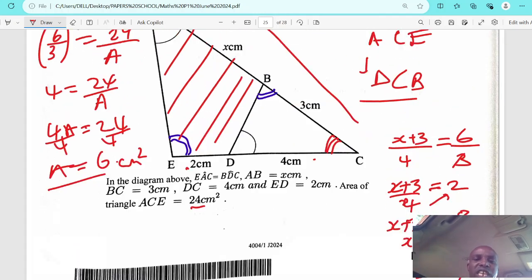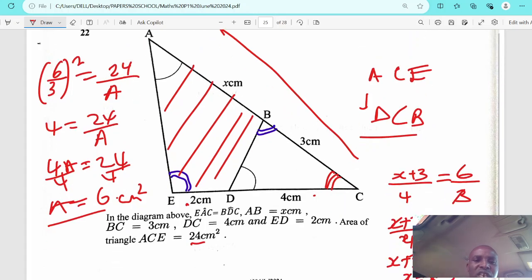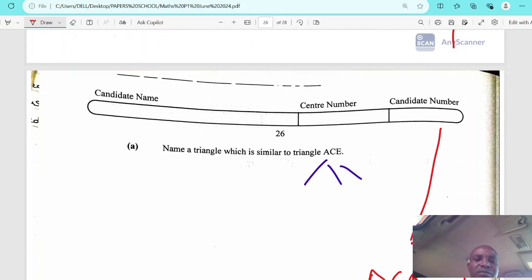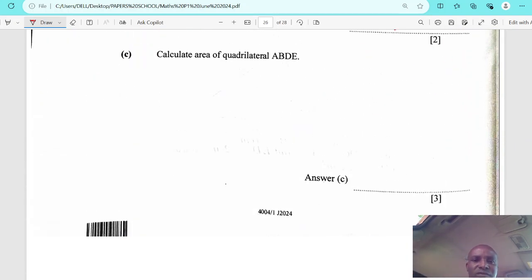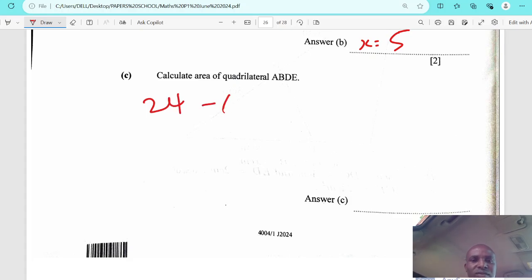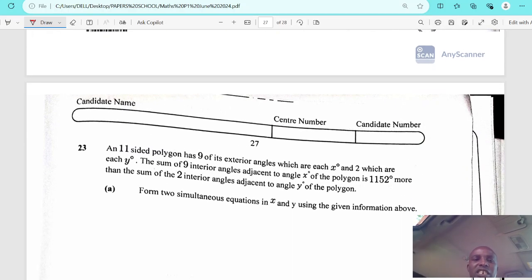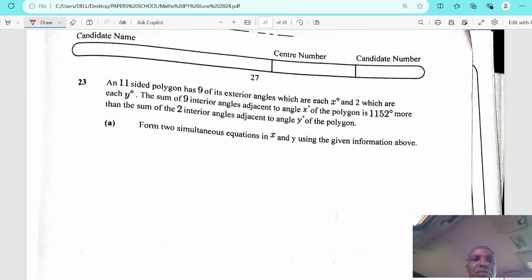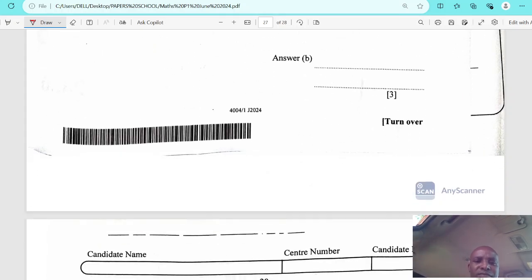Then find the area of this quadrilateral. It will be 24 minus 6, that's 18. 18 square centimeters. That's the area of the quadrilateral. Done. Next, number 23.